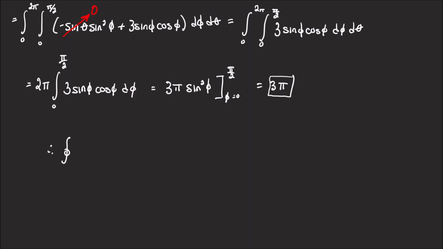Therefore, we can conclude that the circulation along the boundary of F is equal to the surface integral of the curl of F, which is what we wanted to verify. And so we are finished.